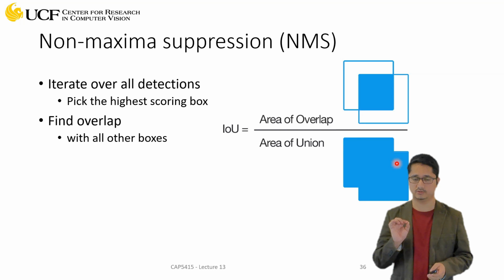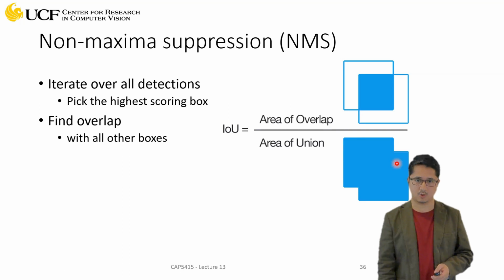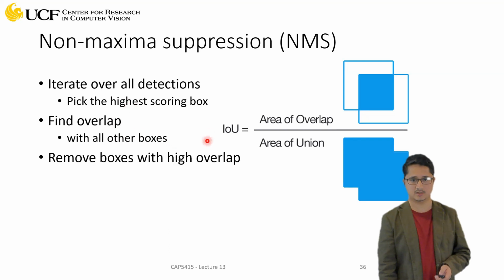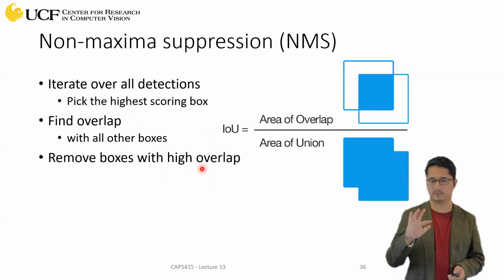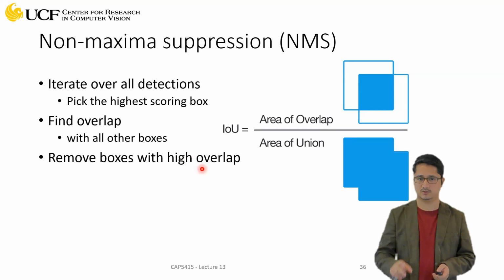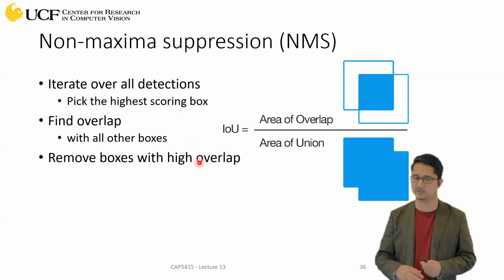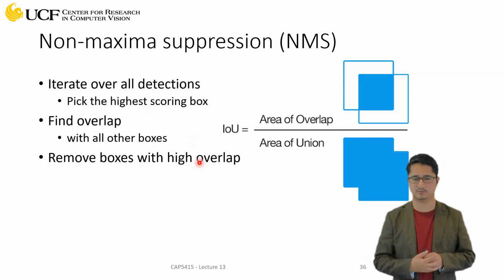You do that for all the bounding boxes you have. You start with the highest one, and if you find a high overlap between two different bounding boxes, you keep the highest scoring bounding box, but all the others you just get rid of. You just remove them. You say that it's not a detection anymore.